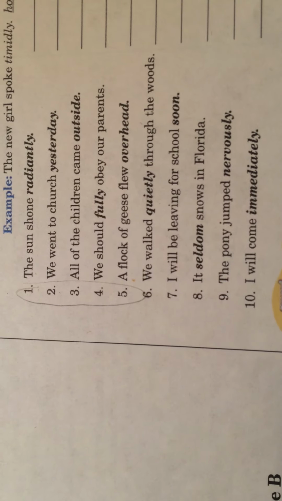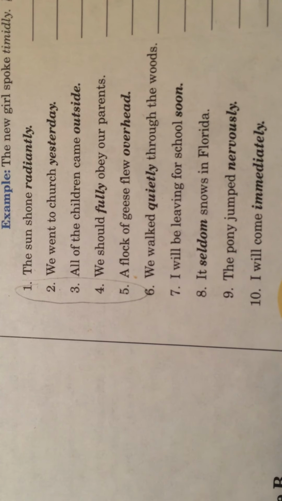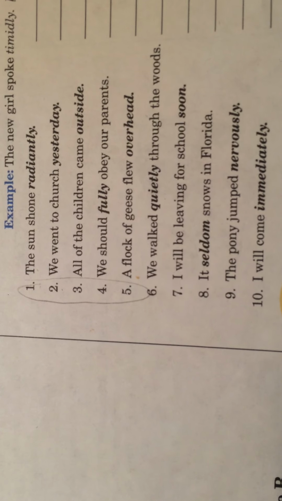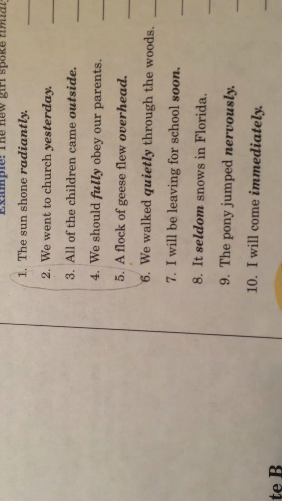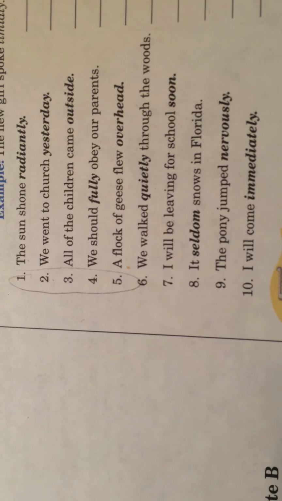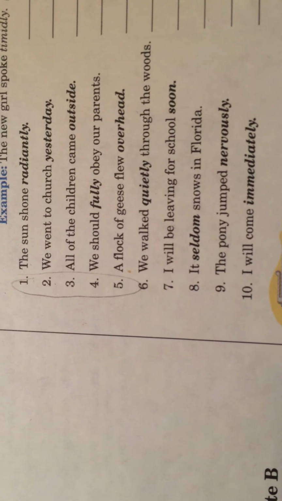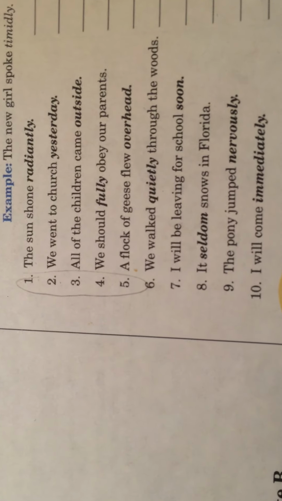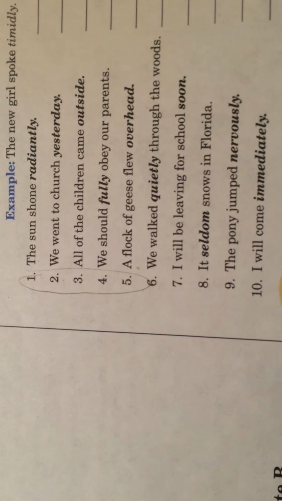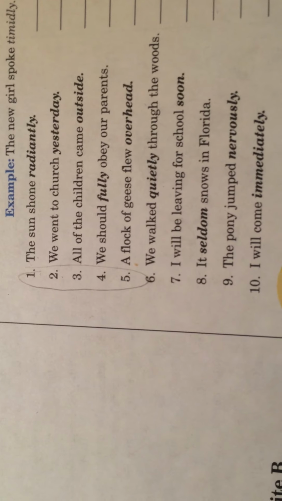Number 4, we should fully obey our parents. Okay, look at the 5 questions. Which one does fully answer about the verb? Find the verb. Should obey, I'll give you a hint. It's split up on that one. We should obey. The answer is to what extent. To what extent should we obey? We should obey fully, not half-heartedly, not partially, fully. I think that was similar to a spelling question you guys had this week on your test.